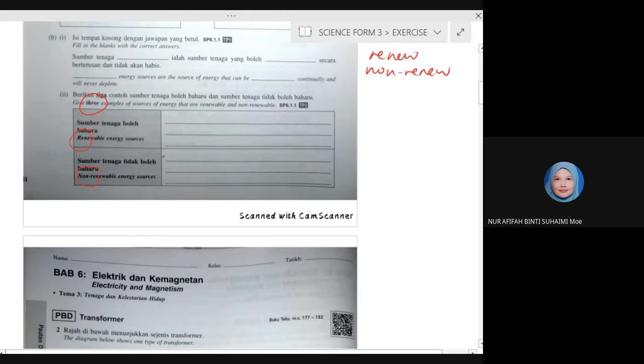3 tu dah cukup. Apa? Renew tahu kan? So list down 1, 2, 3. This one also 1, 2, 3. Boleh? Can refer to the textbook.